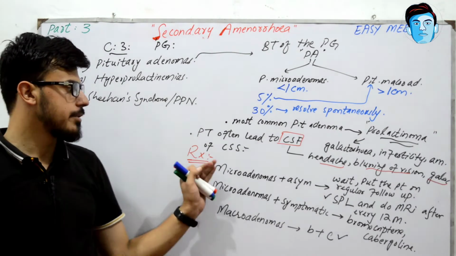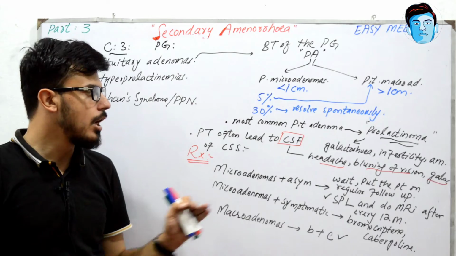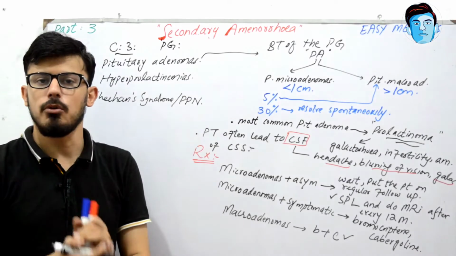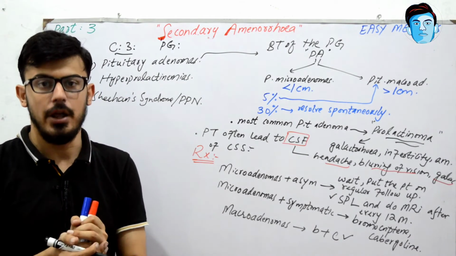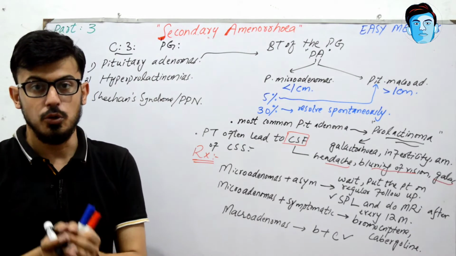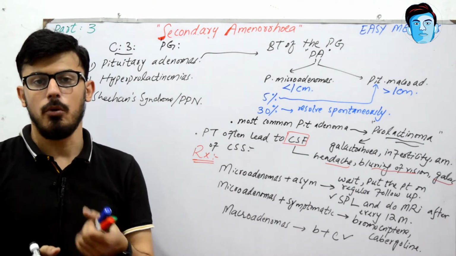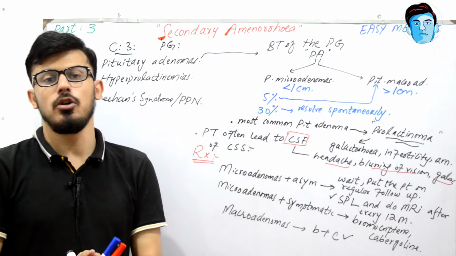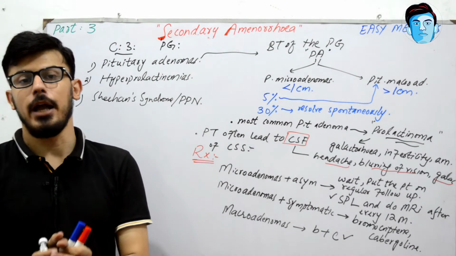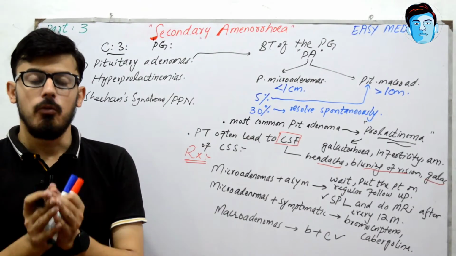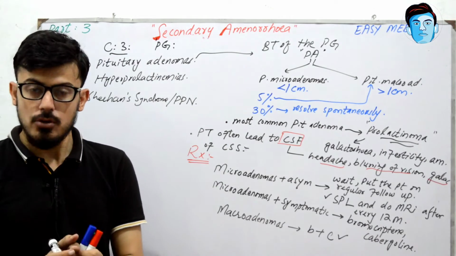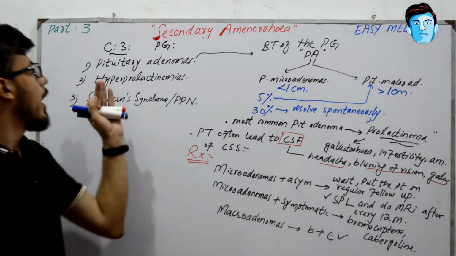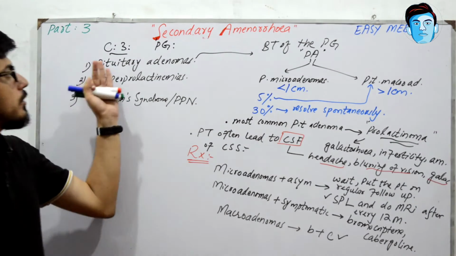So the treatment options: if there is microadenoma and there are no symptoms, then you have to put the patient on regular follow-up. Also you have to assess the serum prolactin level and do an MRI every 12 months. If there is microadenoma and the patient is symptomatic, in that condition you will provide medication in the form of bromocriptine and cabergoline. And if there are pituitary macroadenomas, then you can give the same treatment, bromocriptine plus cabergoline, while if the patient does not show any response, then you can go for surgery. So students, this is what we need to know about the pituitary adenomas.